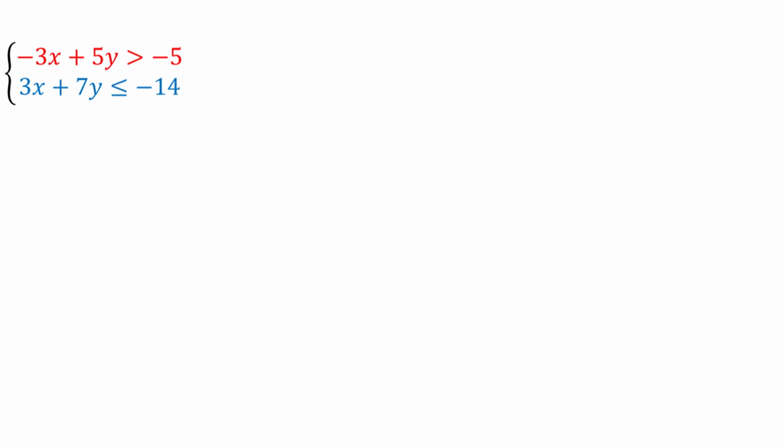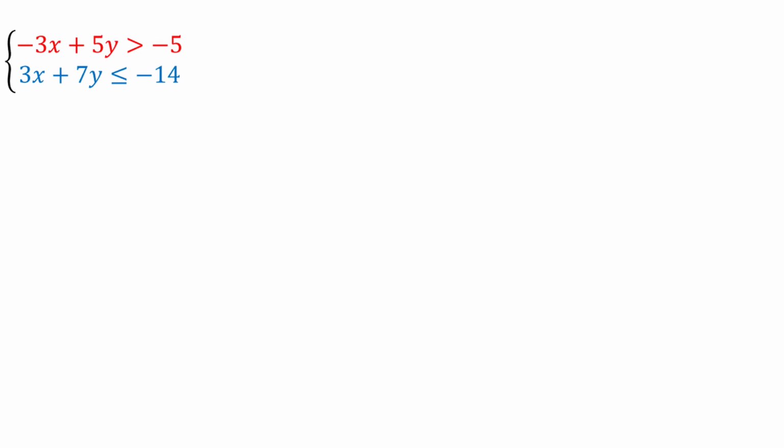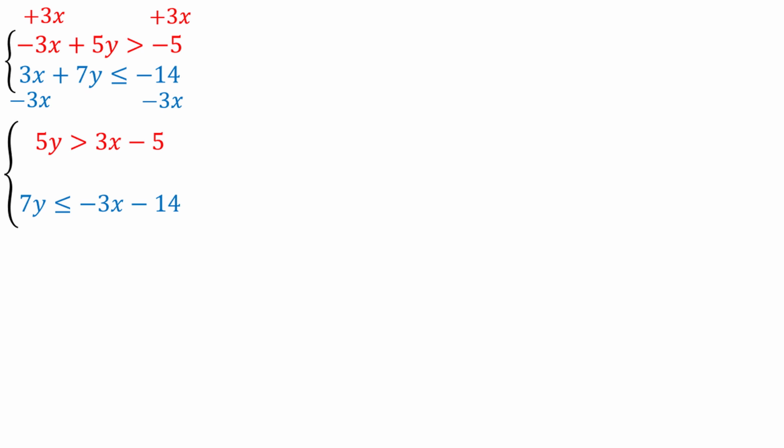Let's try another problem. Say we have this system of linear inequalities. Again, the first step is to solve each inequality for y. I'll do them together. We can add 3x to the first inequality and subtract 3x from the second inequality to get 5y is greater than 3x minus 5, and 7y is less than or equal to negative 3x minus 14.